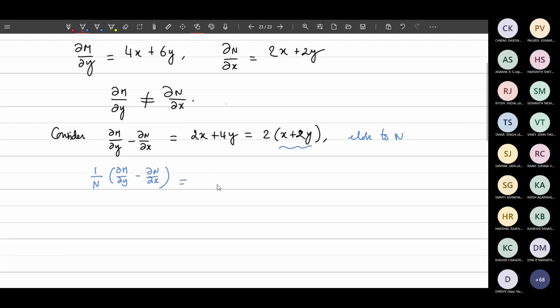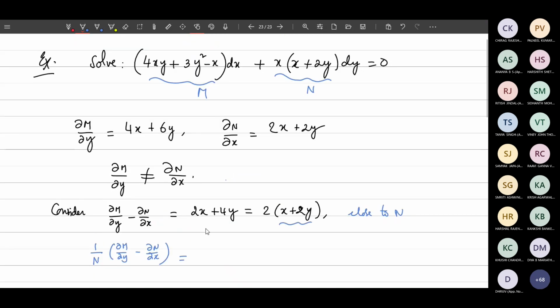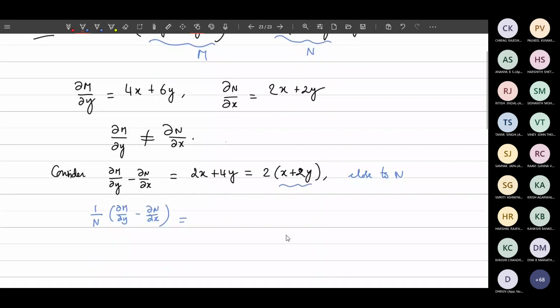Sir, isn't it 2 times (x minus 2y)? It is 2 times (x plus 2y) only, because you subtract ∂N/∂x here: 4x plus 6y minus 2x minus 2y. Yes, sir. So this is 2.